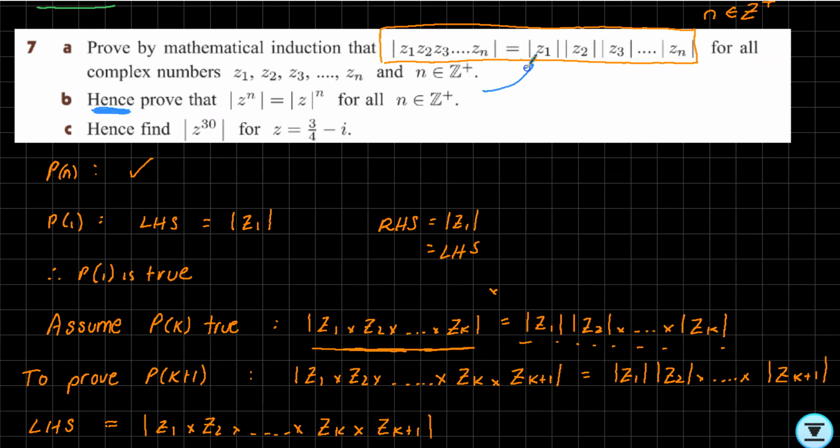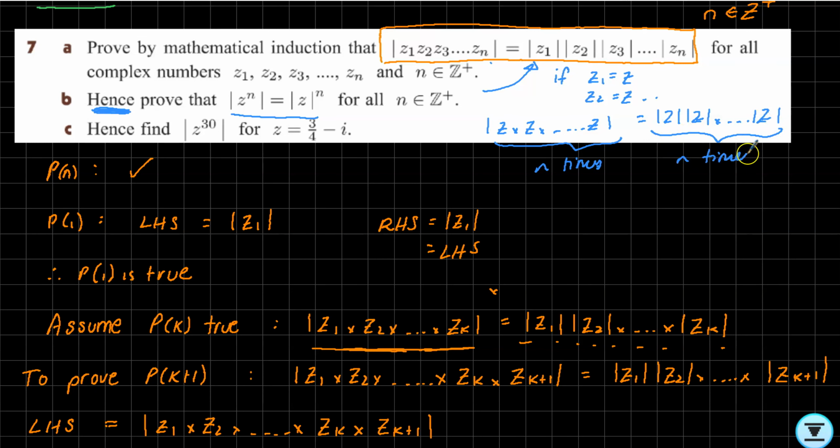How can we use this thing up here to help us prove this? I'll pause it while you think. If, as Sky said, z1 is z, z2 is z, etc., using this statement we are saying that z times z times z, all the way up to n times, will equal z times z times z, n times. And just from the definition of the power of n, that has to be z to the n. But make sure, again, it's hence, so make it clear how you're using part A.